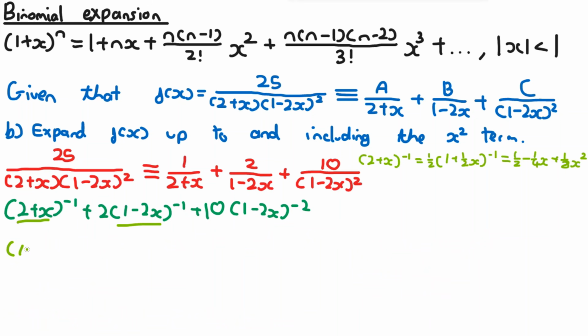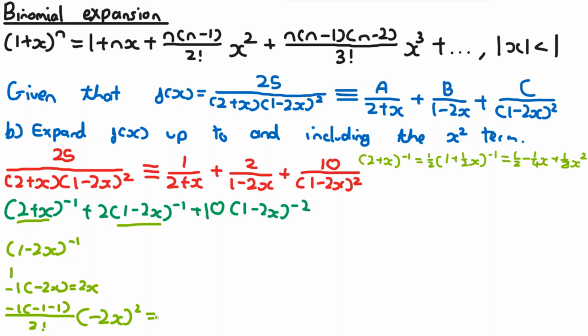So this is going to be 1 minus 2x to the power of minus 1. So the first term is going to be 1. The second term is going to be minus 1 times minus 2x, which is equal to 2x, like this. And then it's going to be minus 1, minus 2, over 2 factorial of minus 2x squared, which is equal to minus 1 times minus 2 over 2 of 4x squared, which would be equal to, so the 2 cancels out and the negatives cancel out, just leaving 4x squared. So this here is equal to 1 plus 2x plus 4x squared.